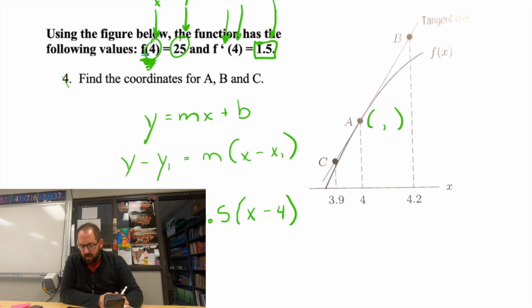So is A 4, 25? Yes. So that was what I was trying to get at, right? The 4, 25 is the actual coordinate that they provided you in the instructions, in the bold heading. 4 is the x, and the 25 is the y number. And then what we need to find is the B and C numbers. We need to find these. And how we do that is because of this. This allows me to find it.